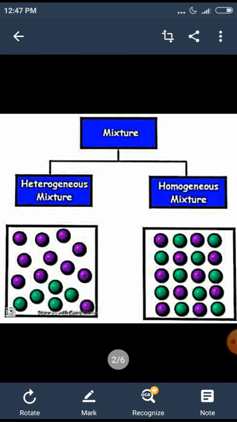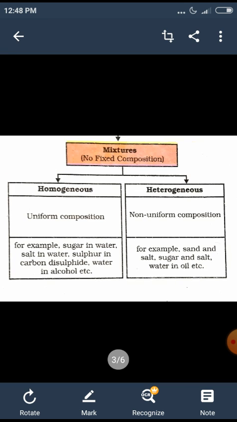In the first activity, we have classified mixtures as homogeneous and heterogeneous. You can see for a heterogeneous mixture, the particles are not uniformly spread out. But for a homogeneous mixture, the two different kinds of particles shown in two colors are uniformly distributed. Now, we are going to differentiate homogeneous and heterogeneous mixtures.